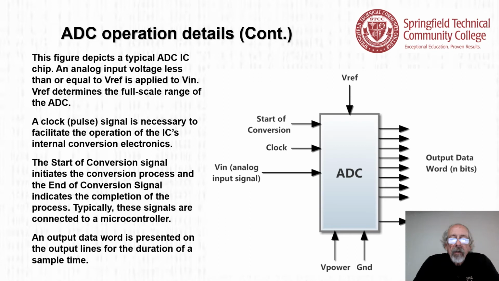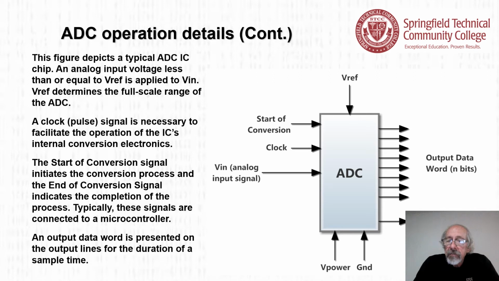So here's a block diagram of an ADC, and on the right hand side you can see the various inputs to the chip. There's voltage, power, and ground down the bottom. Up top is the reference voltage, which is critically important to this. There's a start conversion input, a clock input, the input itself, the VIN, an analog input signal. On the right hand side there's an output data word, N bits.